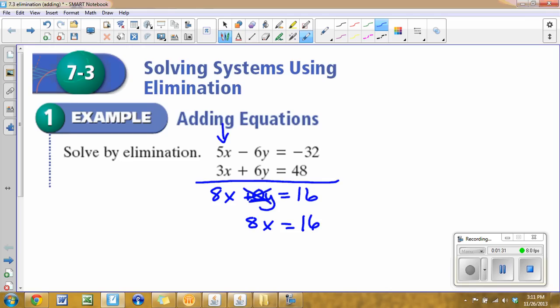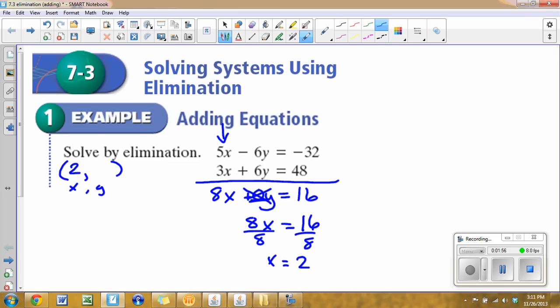I'm not quite done because I don't have x yet. So I'm going to divide both sides by 8, and x equals 2. Now, since we're solving a system, remember that means that I need a point for an answer. So all I have so far is my x value. This is our x value, right? And this is our y. So I don't have the other part of my point yet.